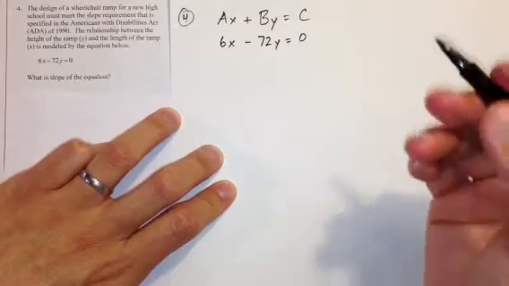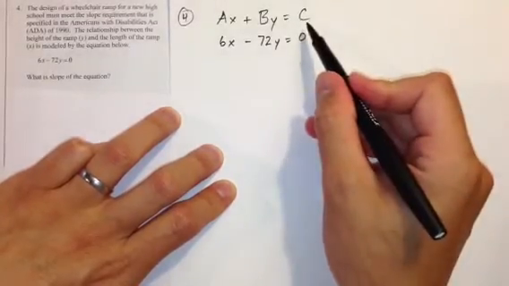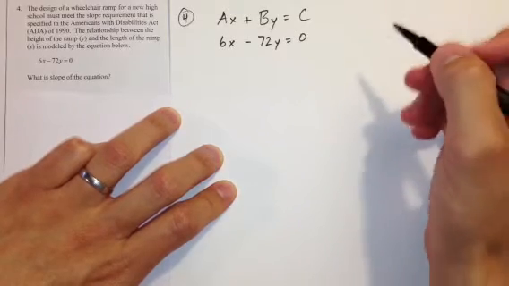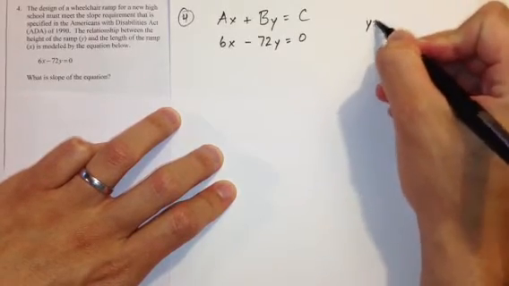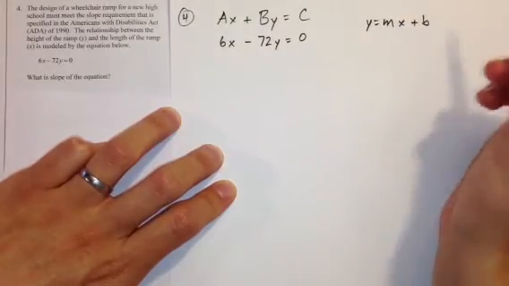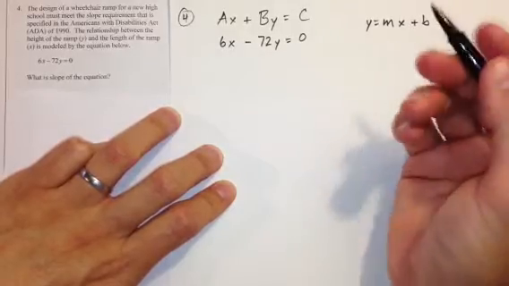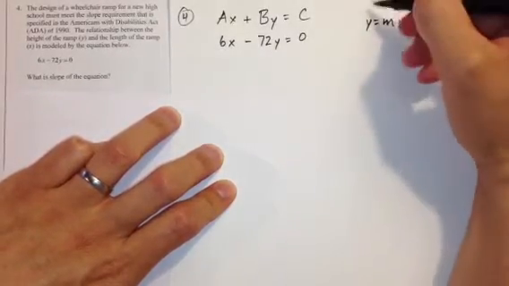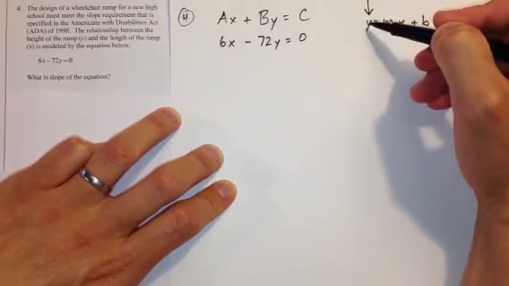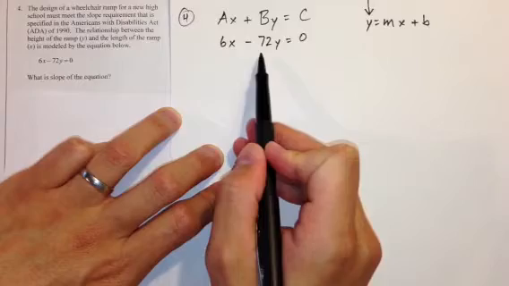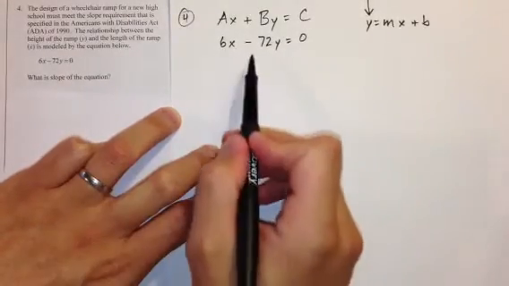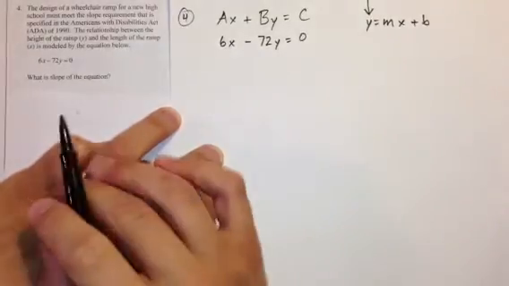Now it's very hard to tell the slope from standard form. The easiest form to work with is slope-intercept form. Slope-intercept form is y equals mx plus b. So we want to go from standard to slope-intercept form. And if you notice, in slope-intercept form, we have isolated the variable y. So going from standard form, we have to get y by itself. Well, there's the 6x, and there's also the negative 72.